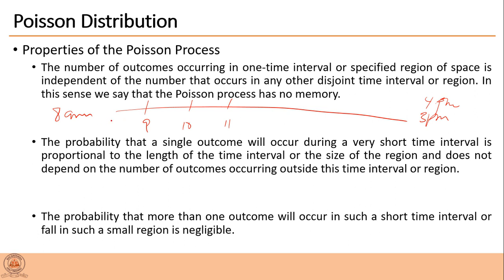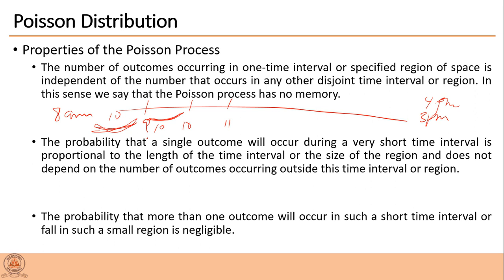So the number that is coming within 8 to 9 is independent of the number that is coming here. So you cannot say that because 10 people came within 8 to 9, which is 1 hour, we should take the same 10 coming between 9 and 10. No, these two outcomes are completely independent of each other.